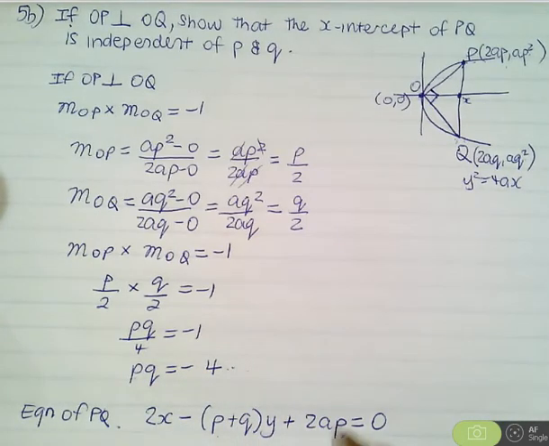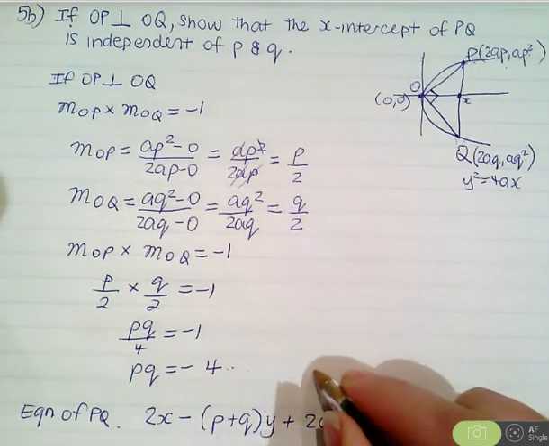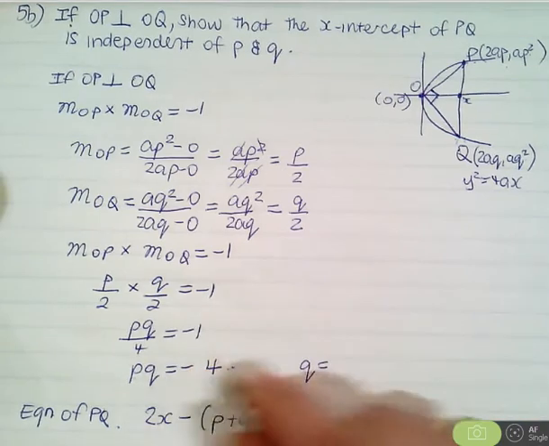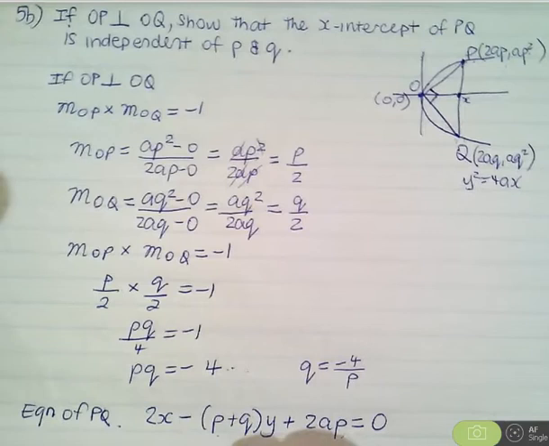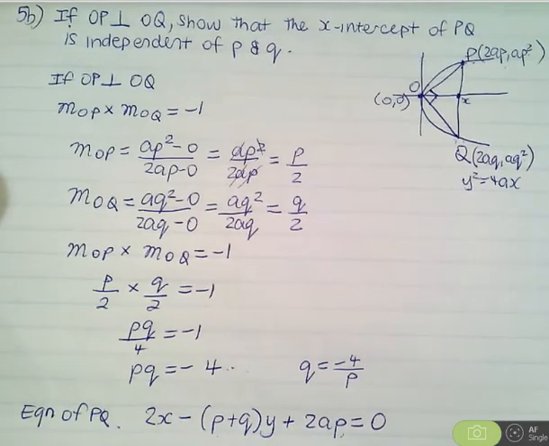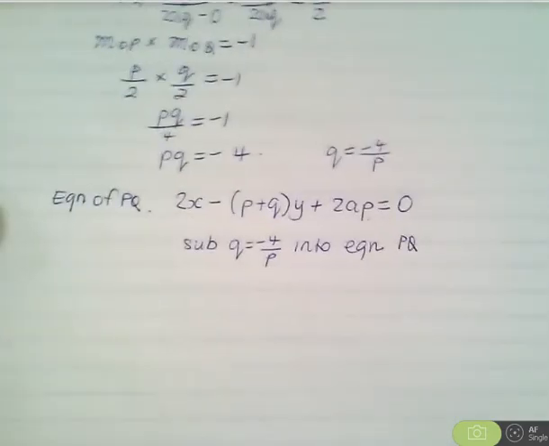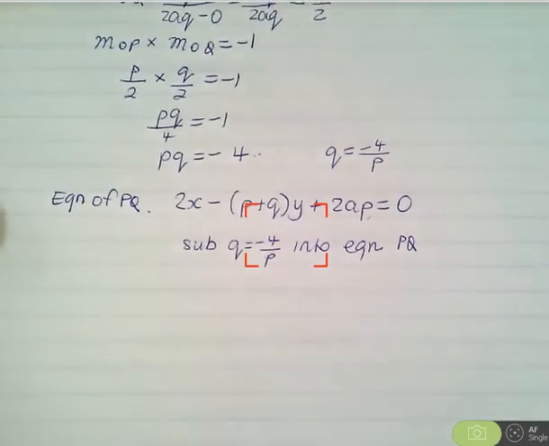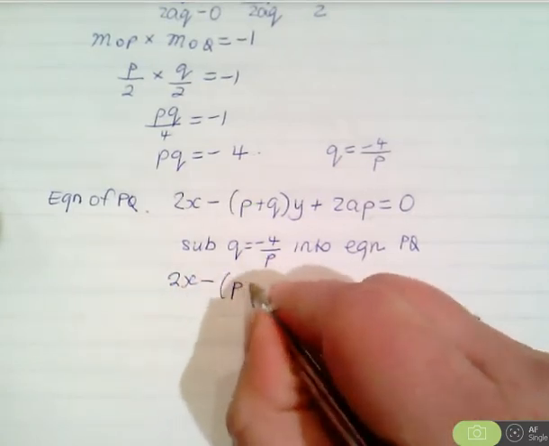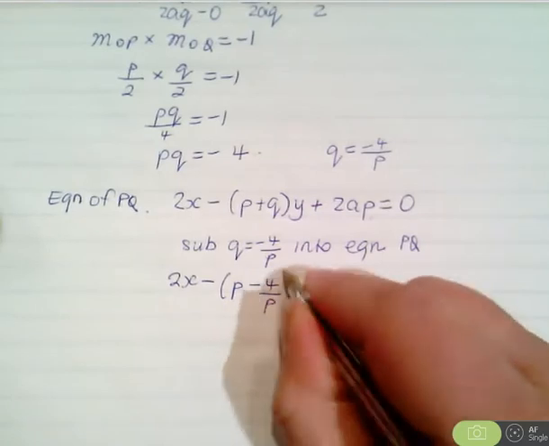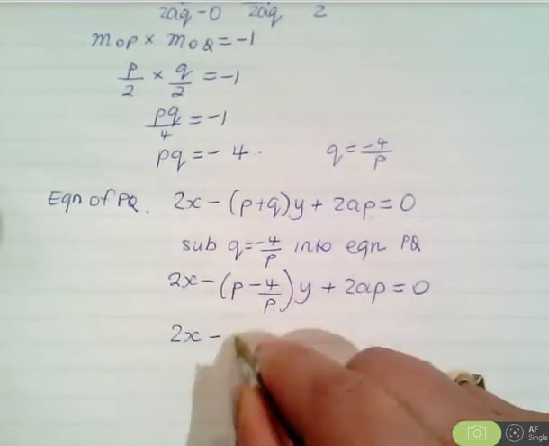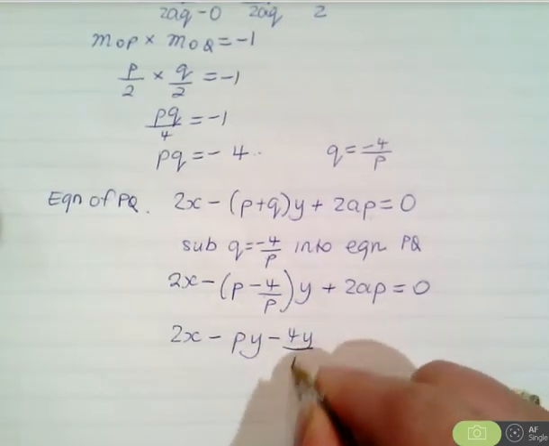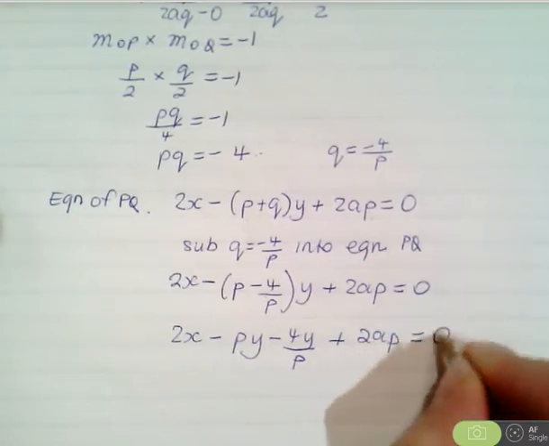Now, when I look at this, I can see that there is no PQ to substitute. So what I'm going to do here is rearrange PQ as -4, and come up with an expression for Q. So Q would be -4 over P. Now I'm going to substitute Q equals -4 over P into the equation of PQ. So I get 2x minus (P plus Q, which would be -4 over P) times y, plus 2AP equals 0. Now I'm going to expand that, and I've got 2x minus Py minus 4y over P plus 2AP equals 0.